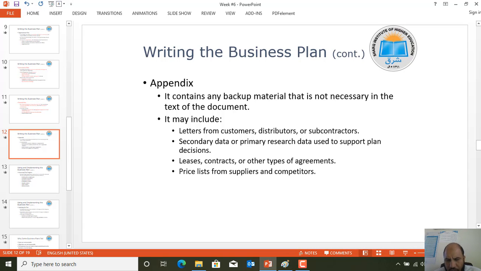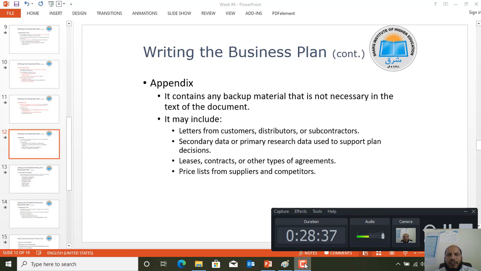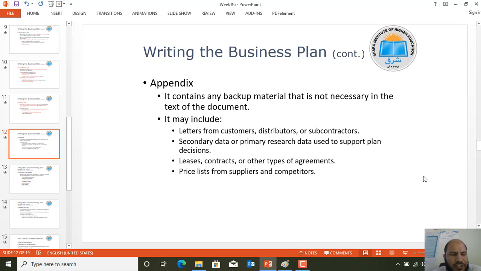The next part of the business plan is the appendix. Appendix means all the documents which it is not necessary to put in the business plan document itself. We will attach these things at the end of the business plan for supporting the business plan topics or contents. These appendices may include backup materials like letters from customers.